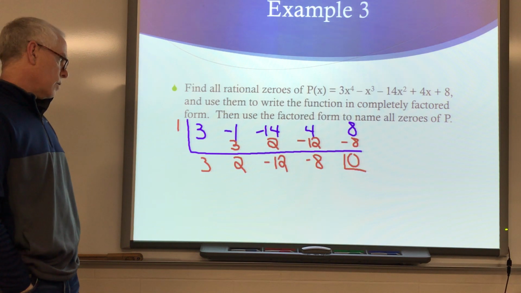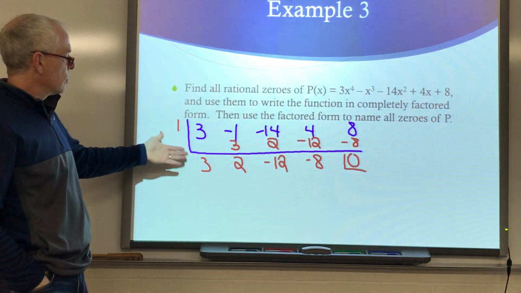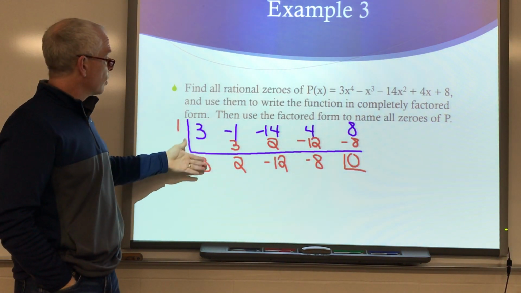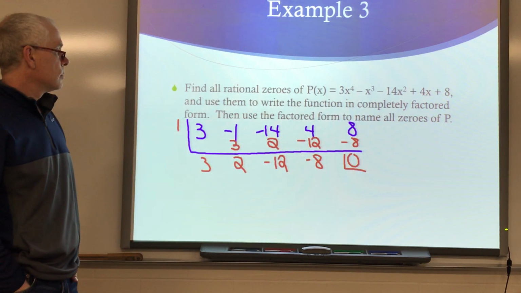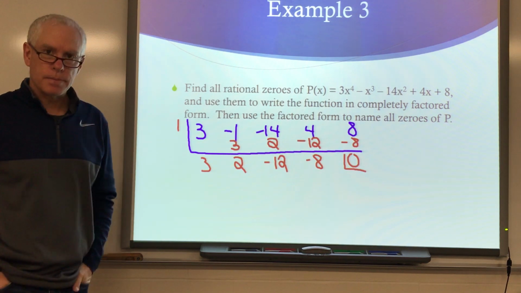What am I left with though? So this means I've got an x minus 1. We know that that's a factor. And I've got 3x to the third plus 2x squared minus 12x minus 8 left. Okay? Can we factor that more?